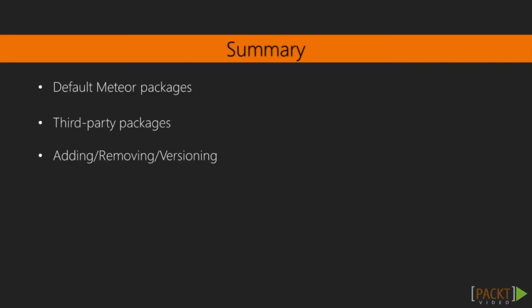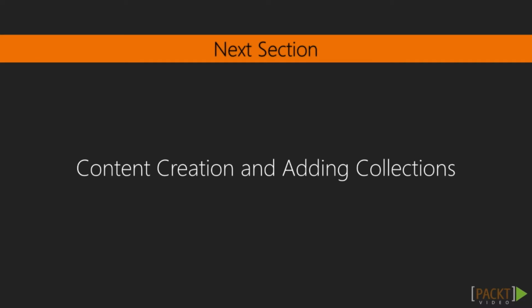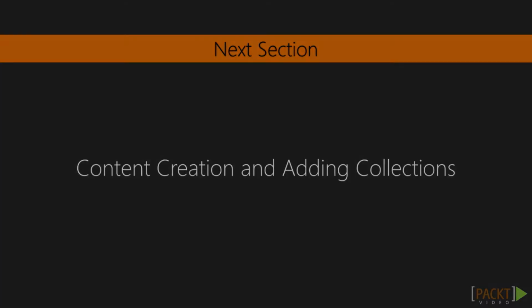So we installed some default Meteor packages. We installed some third-party packages, and we also removed a couple of packages and went over the versioning that's available inside of there. So kind of a whirlwind tour, but I think you get the idea. Our next section is 2, creating collections and adding content. We're really going to get going. Super excited. Thanks for listening, and we'll see you then.